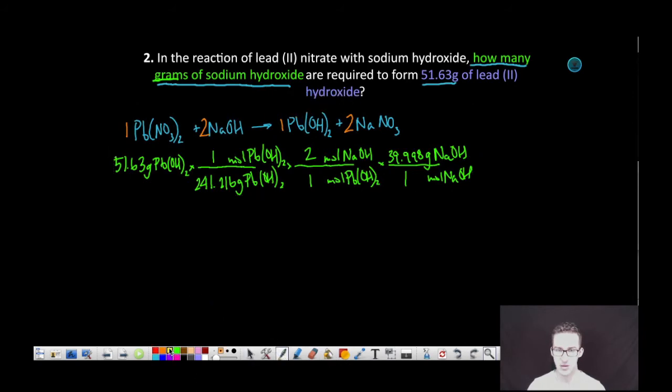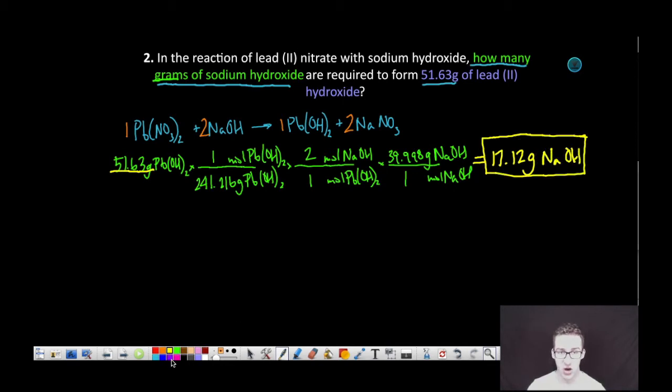Again, when you think about the number of significant figures that you need in your final answer, disregard all of the conversion factors. We only need to look at the initial amount that we started with. We have 4 sig figs in that initial amount, so we're going to have 4 sig figs in our final answer. And when you plug this into your calculator, you should end up with 17.12 grams of sodium hydroxide.